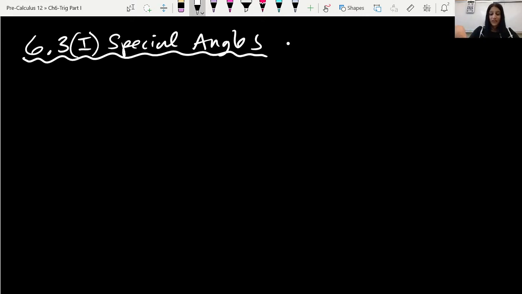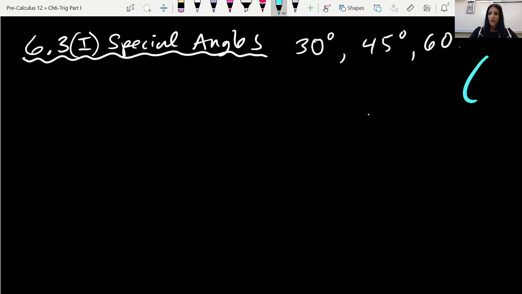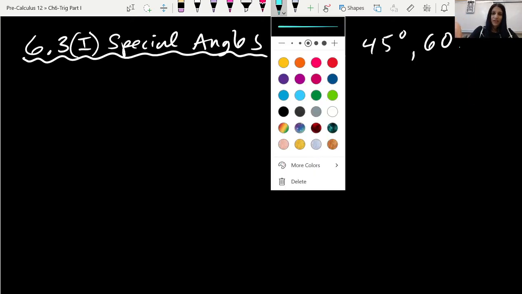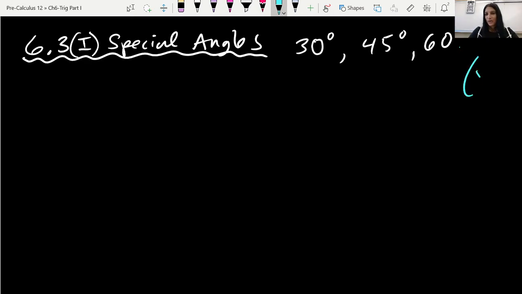The special angles to start off with are 30 degrees, 45 degrees, and 60 degrees. And then I'm starting with something that's familiar to you, but I want you to become super comfortable with switching this to radians as well. And remember, to switch to radians, we always multiply by pi over 180 degrees.